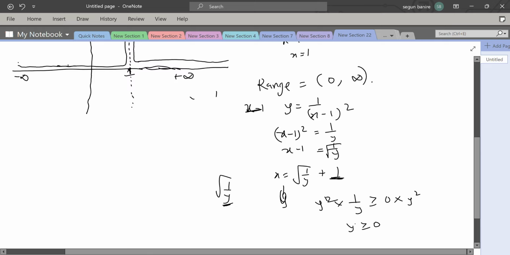For this function, look at it. If you say that y is equal to 0, you will have undefined here, so we have to remove that 0 point. So y is just greater than 0, which is from 0 to infinity. So that is also the range. Whichever one you understand is okay.